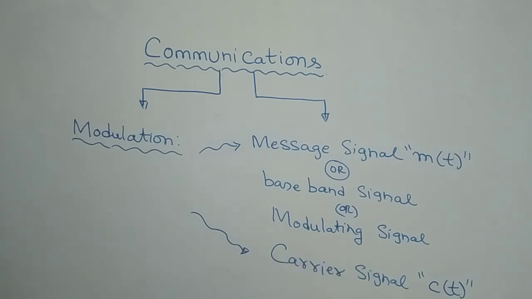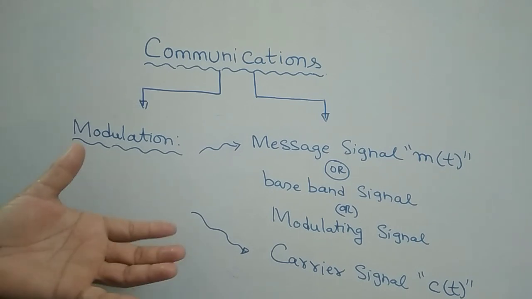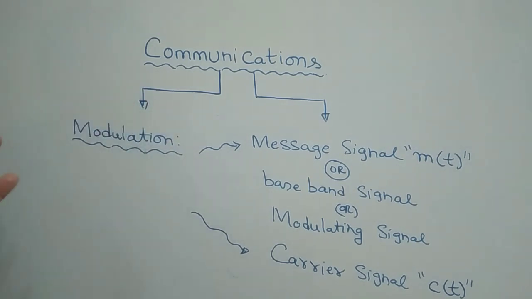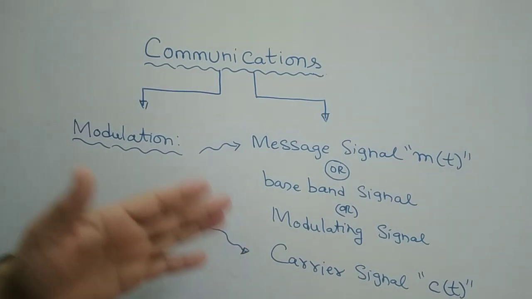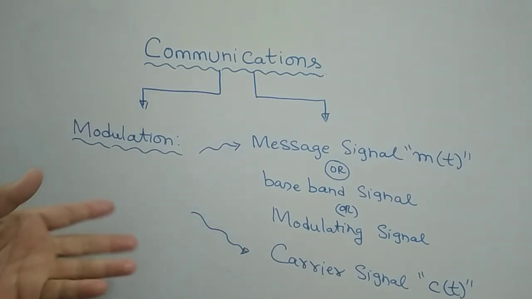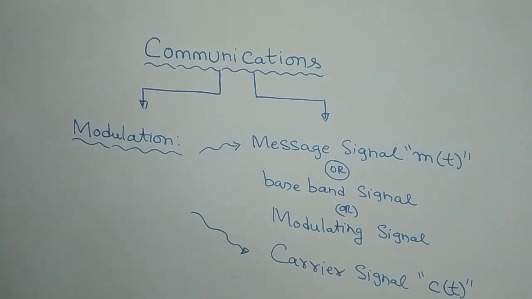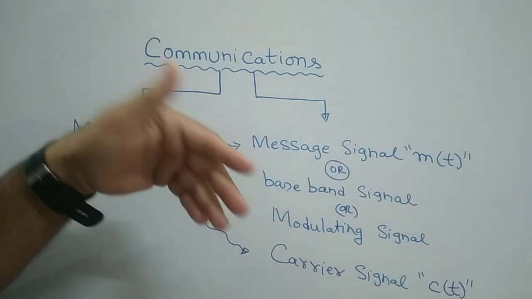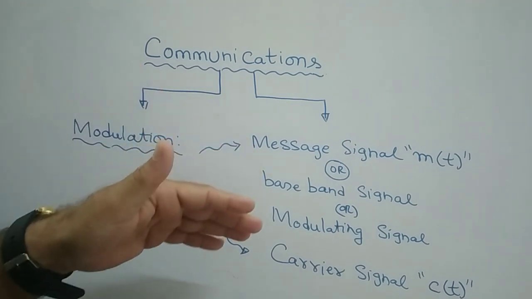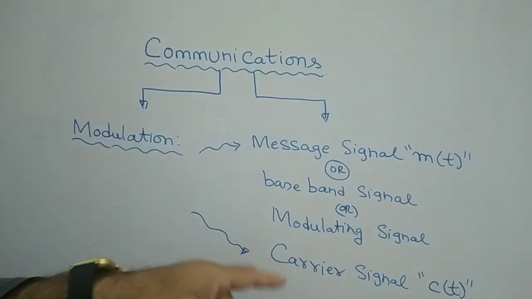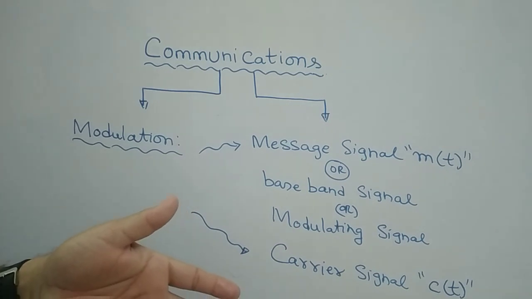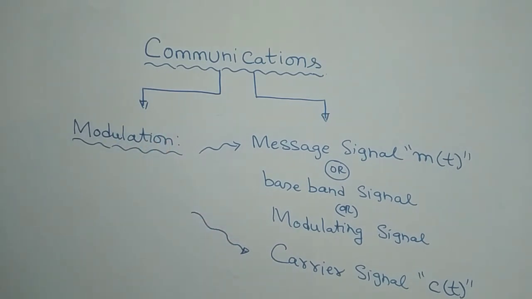The carrier signal is very, very important. In order to transmit the information over a longer distance, the carrier signal is required. Without the carrier signal, the message signal cannot be transmitted. It is mandatorily required. So that is the basic difference: the message signal contains the actual information to be transmitted from transmitter to receiver, whereas the carrier signal contains the high frequency signal.